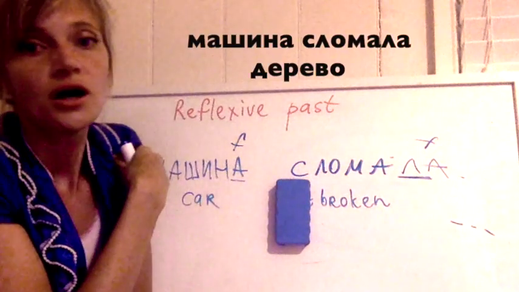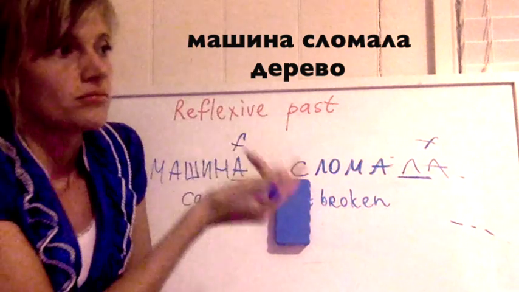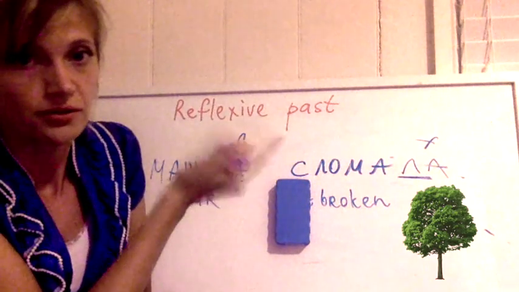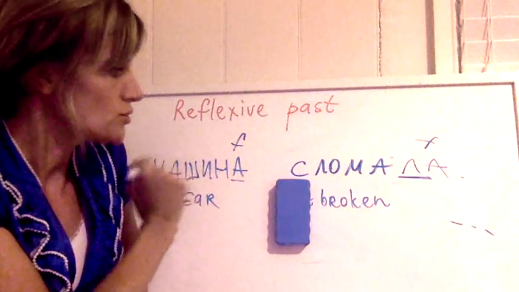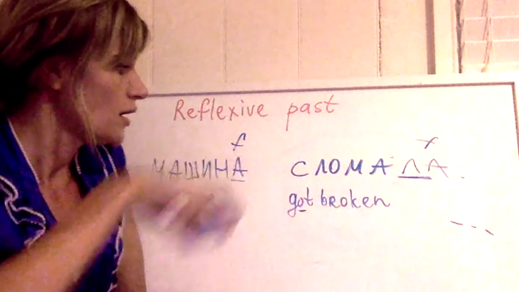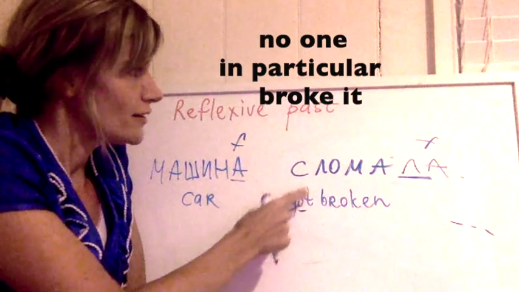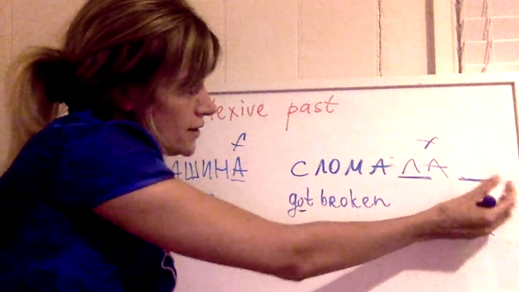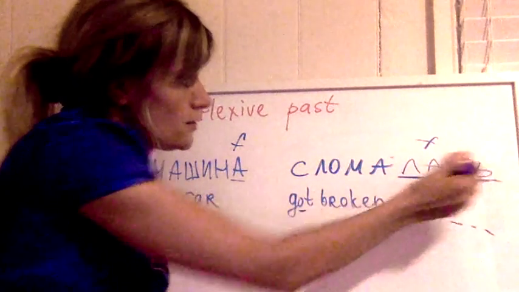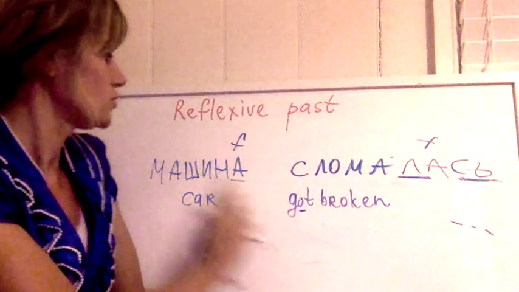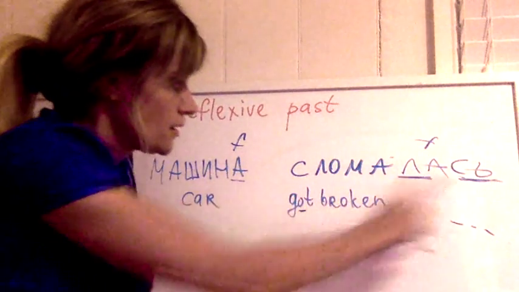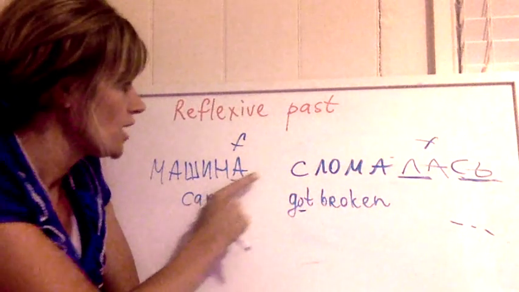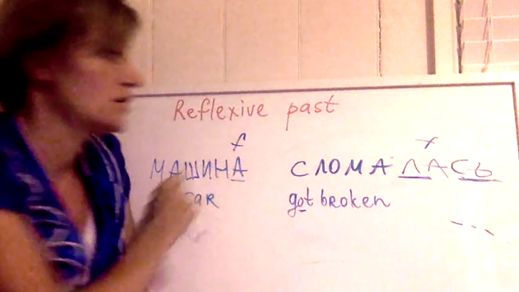In this case, машина сломала means that the car broke something else. For example, машина сломала дерево. The car broke a tree, right? This is not what we wanted to say. We want to say that the car got broken. It kind of broke itself in a way. In Russian, you need to put the reflexive ending. Сломалась. Now we're good. Car got broken. Машина сломалась.